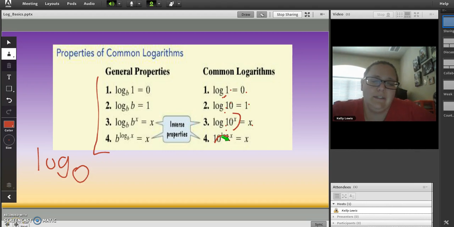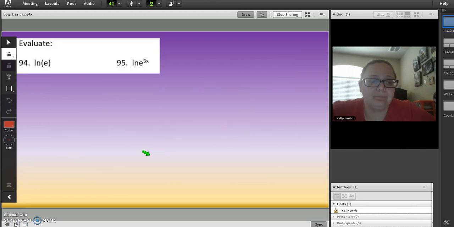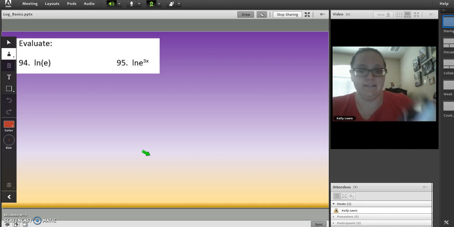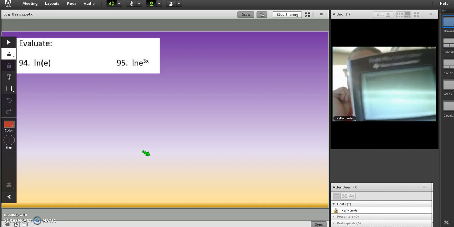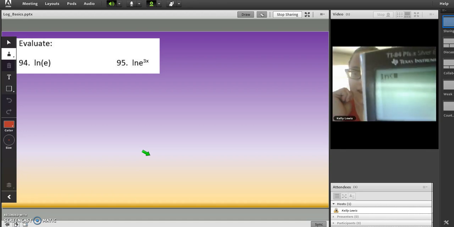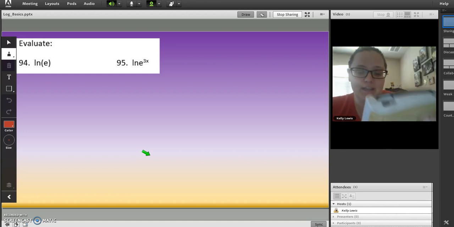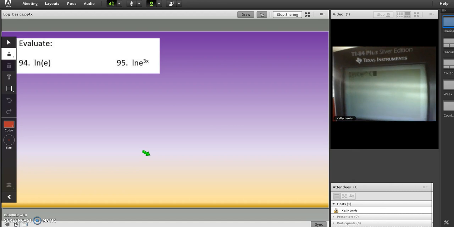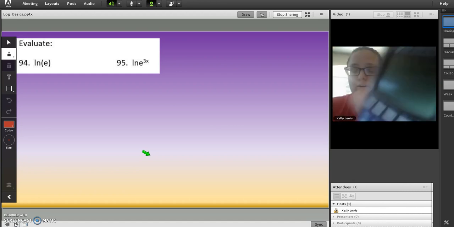Versus memorizing these, let's just use our common sense as we go through. All right, ln. Watch, just type this in your calculator. I'm at my home screen. ln, and then to get the e, just press second, ln, e, and it's just the number 1.